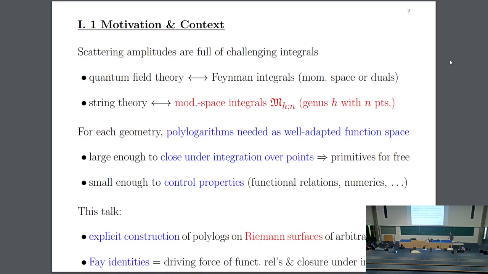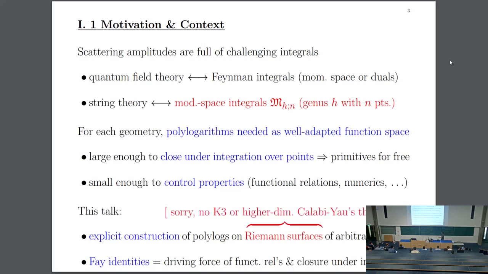And if I have time to talk about properties like functional relations, then you will hear towards the end of this talk about so-called Fay identities, which are a driving force not only to derive functional relations, but also to double-check that we really close under integration, which is the basic requirement on these function spaces.